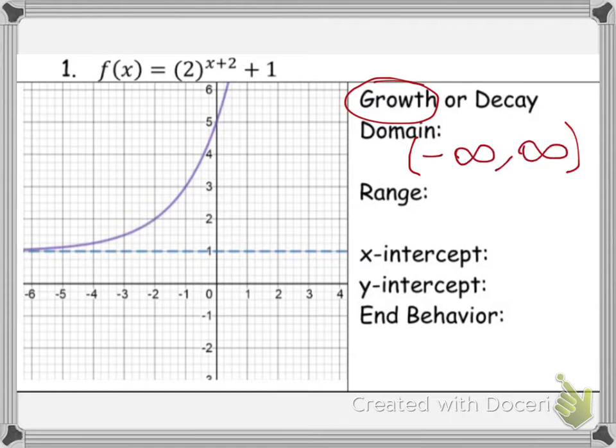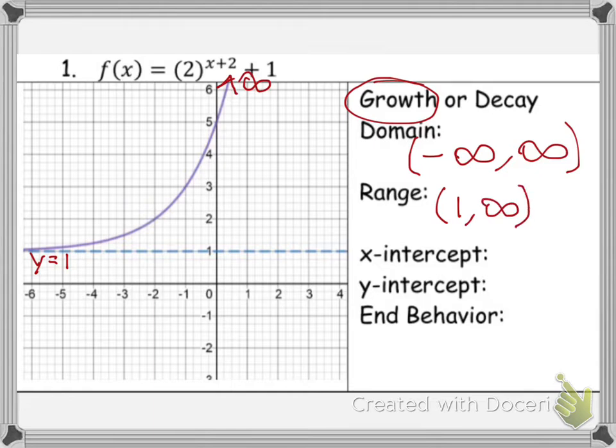Now for my range, in case you forgot, the range goes starting from the bottom to the top. That's where it starts and where it stops. As you can see, the bottom of my graph, which is that blue dotted line, my asymptote, is going through 1, so the asymptote is y equals 1. And the top part of my graph goes all the way up to positive infinity. So my range is going to go from 1 to infinity.